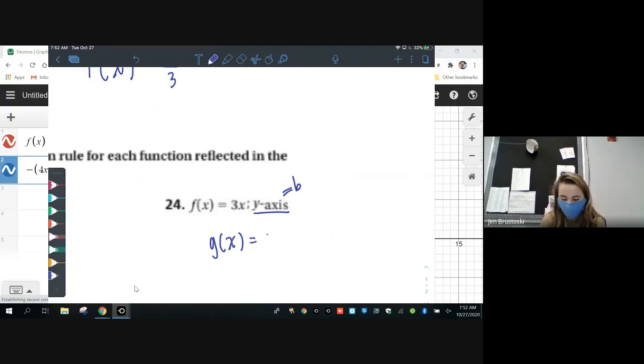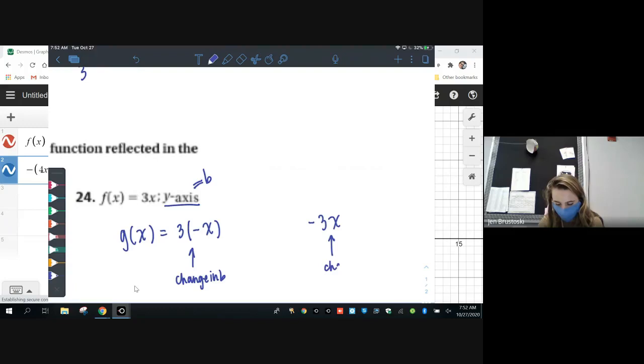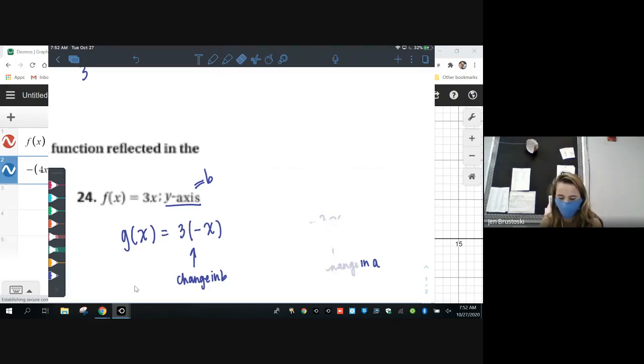So if we have 3x, then my x is the thing that's becoming negative, not the whole thing. So if this is a change in b, but this would be a change in a if I had this. Do you see the difference there? In one, the 3 and the x are negative. In the other one, just the x is negative. So we don't want this one. We just want that one.